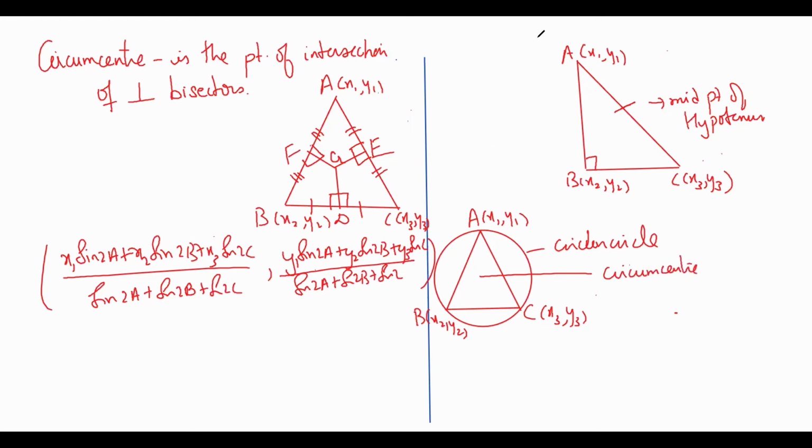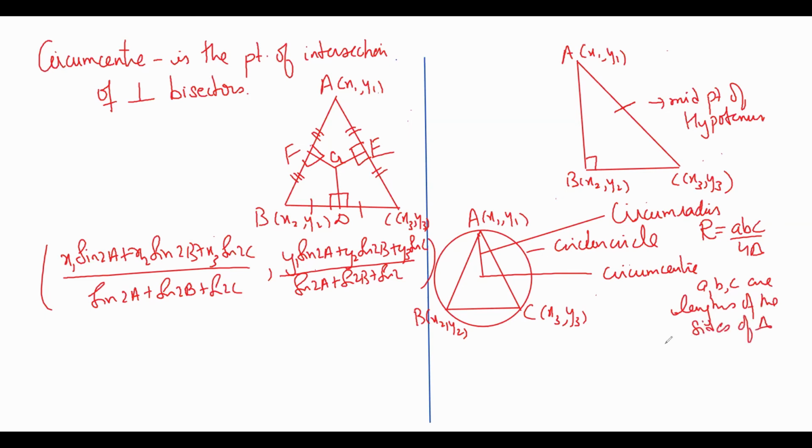And the radius of this circle is known as the circumradius. The circumradius is denoted by capital R, and it is abc upon 4 delta, where a, b, c are the lengths of the sides of the triangle and delta is the area of the triangle.